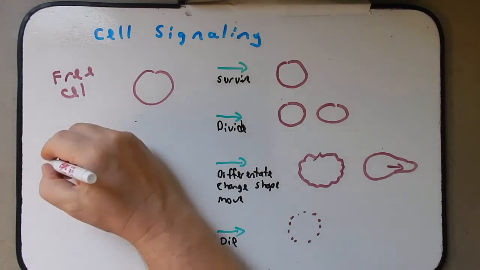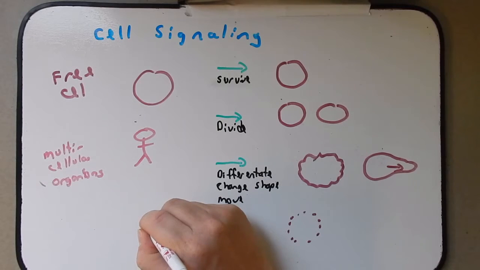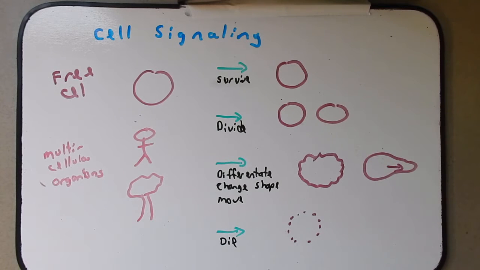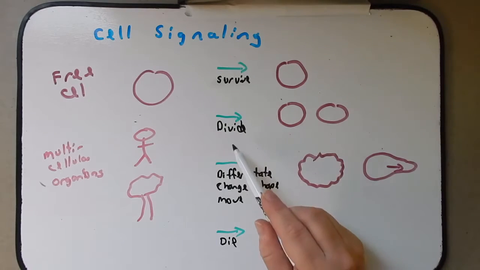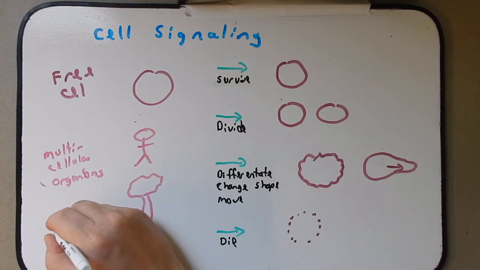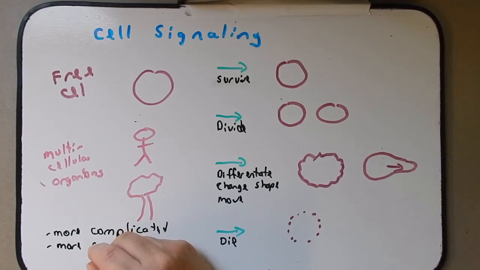Now, a multicellular organism could be a human, some other animal. It could be, of course, a tree or some other plant. Some kind of multicellular organism. Each one of their cells in this multicellular organism has these same criteria, as well as others. I didn't list them all, but they all have to know how to survive, divide, how to change shape, how to grow during, say, embryonic development or throughout their lives. They also have to know when to undergo apoptosis and die. But they're more complicated. There's more signals from the environment they have to respond to.